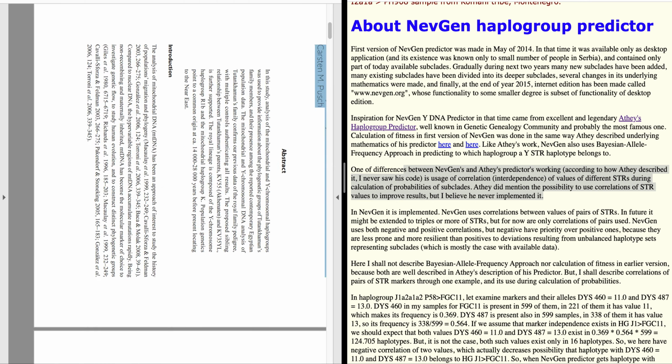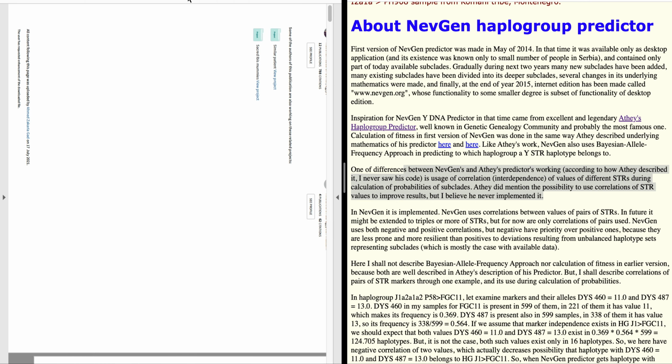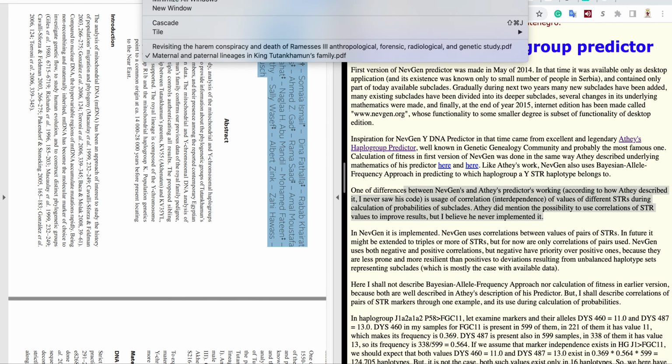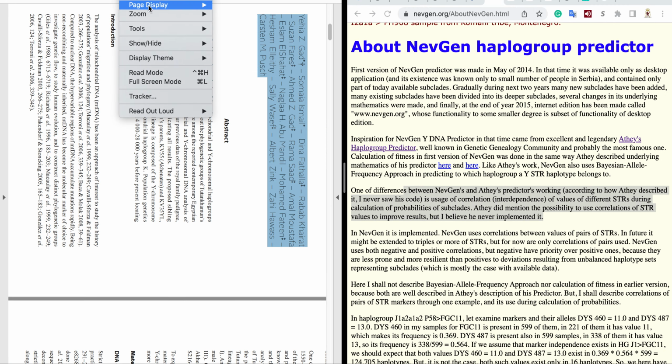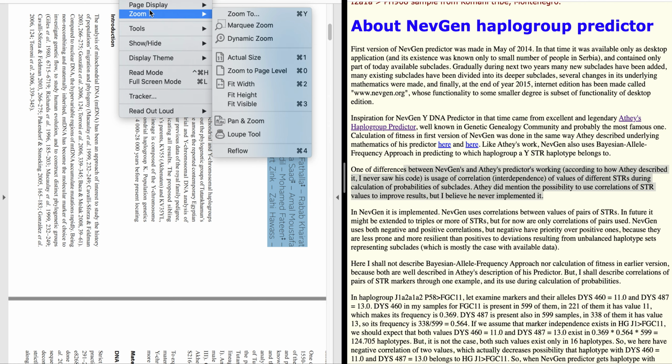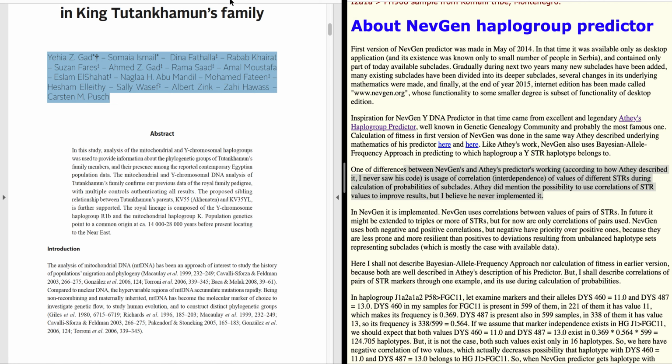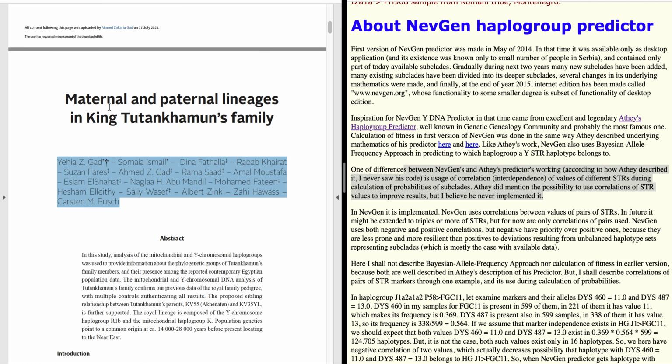Another article that I have up, I think it's important. Let me get it to flip the other way. I already flipped it earlier. Rotate. Alright, so I've got to do counterclockwise. It's the maternal and paternal lineages in King Tutankhamun's family. These are the authors.